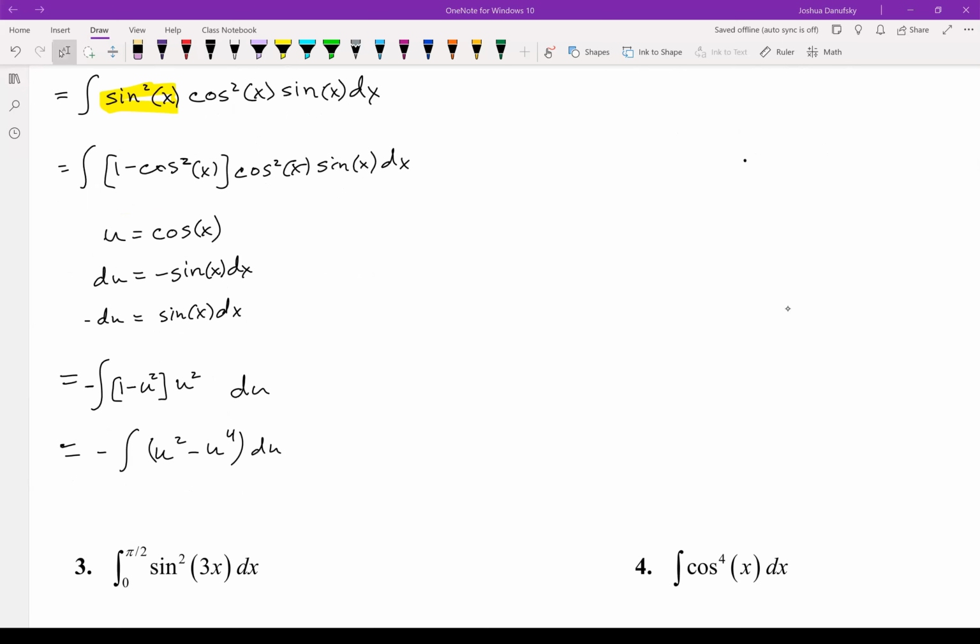I wouldn't mind getting that negative taken care of, so I'm actually going to rewrite it as u to the fourth minus u squared du. I distributed in the negative and I switched the order. And now we can get antiderivatives pretty easily. 1/5 u to the fifth minus 1/3 u to the third plus c. Our last step, of course, is to bring back our cosine.